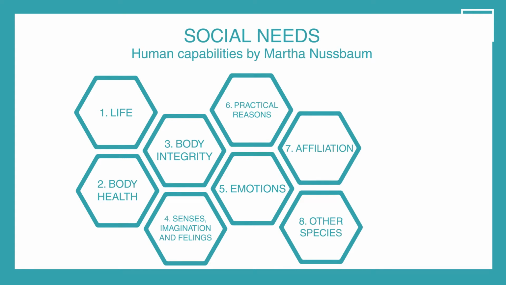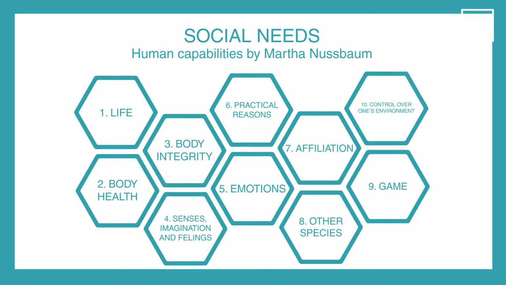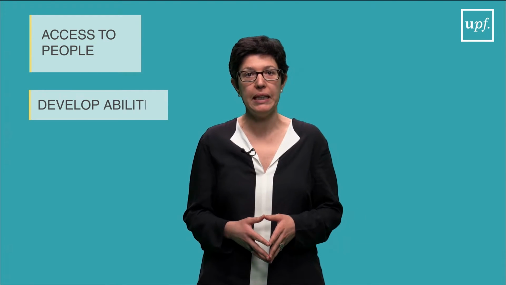8. Other species. Ecological dimension of human life. 9. Play. Ability to enjoy recreational activities. 10. Control over one's environment. It also has 2 dimensions. First, political, ability of political participation. And second, material, a real opportunity to exercise property, equal rights, right to employment on an equal basis. Social business seeks to offer access to people so that they can fully develop these abilities.